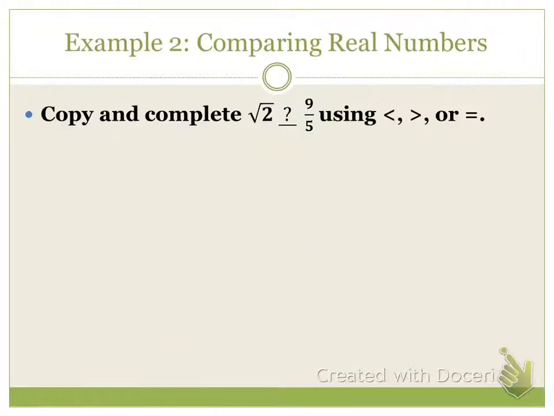All right, moving on now to example 2. In example 2, they want us to compare these real numbers. So the first thing we need to do is compare them in the same format. So we're going to convert both of these to decimal form, and we're going to round to the nearest hundredth where necessary. So in our calculators, what is the square root of 2 rounded to the nearest hundredth? 1.41.